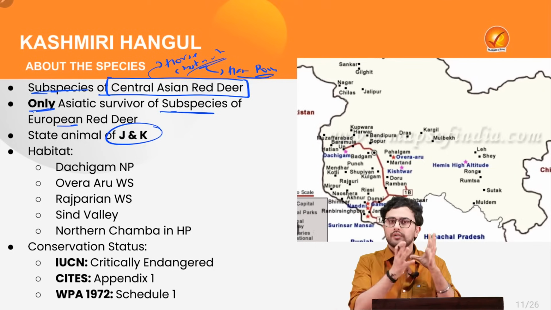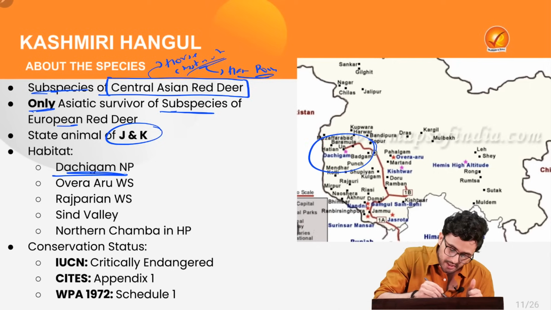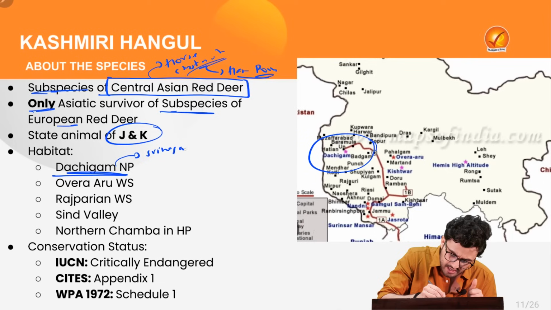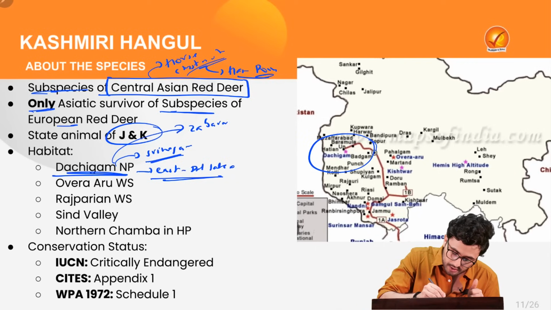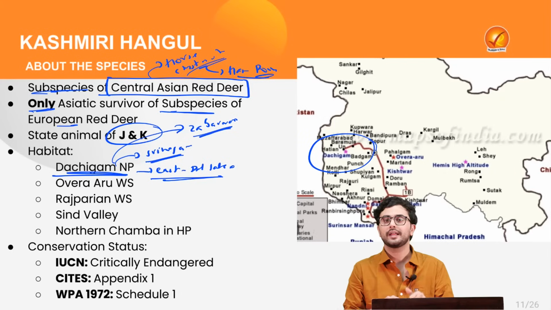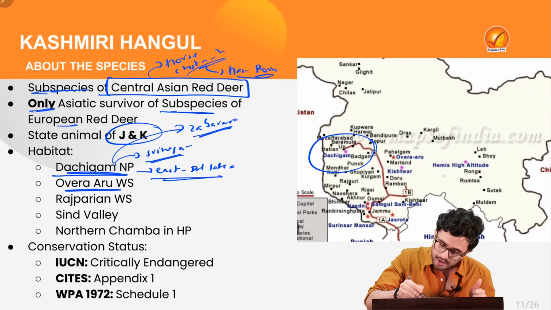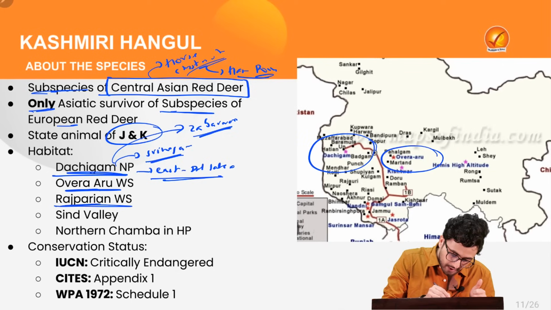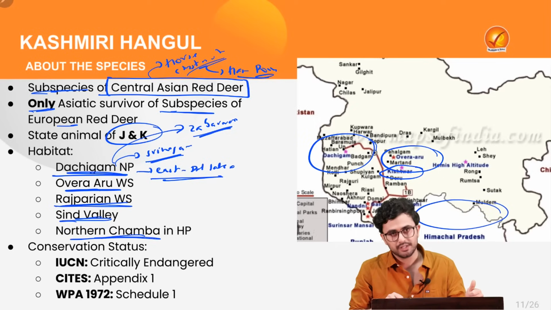The habitat of Hangul extends from Dachigam National Park, which is in Srinagar in the state of Jammu and Kashmir, and it lies east of Dal Lake. Also keep in mind that Dachigam National Park falls in the Zabarwan range of the Himalayas, and in Dachigam National Park you can also find brown bear and musk deer. Further, the range extends to Overa Aru Wildlife Sanctuary and Rajparian Wildlife Sanctuary, which is in Kishtwar, and Sindh Valley, and further to northern Chamba in Himachal Pradesh.